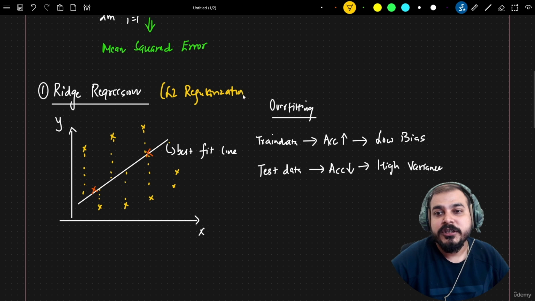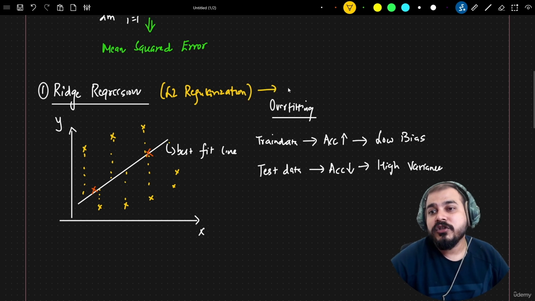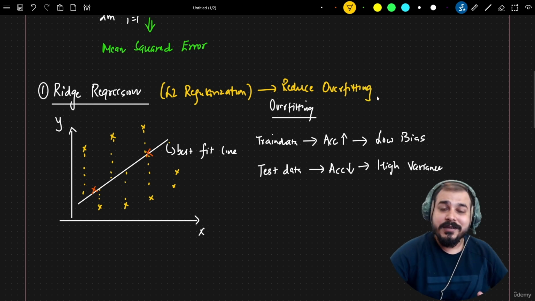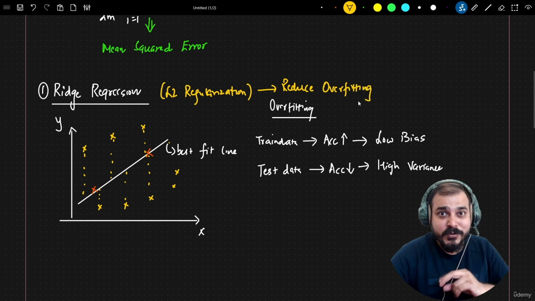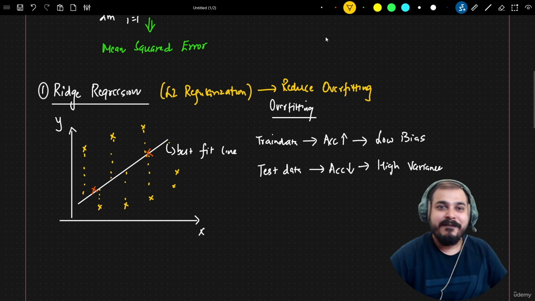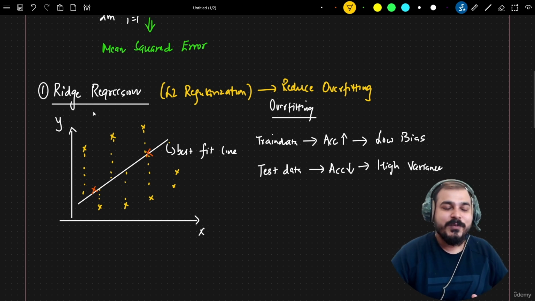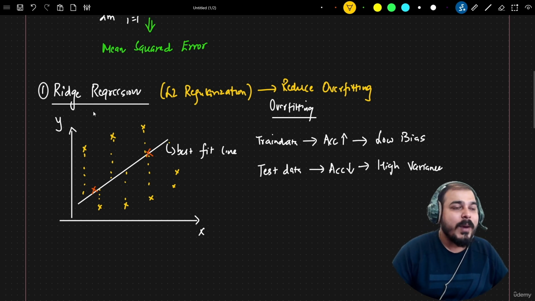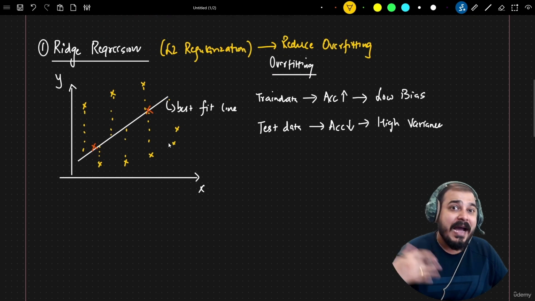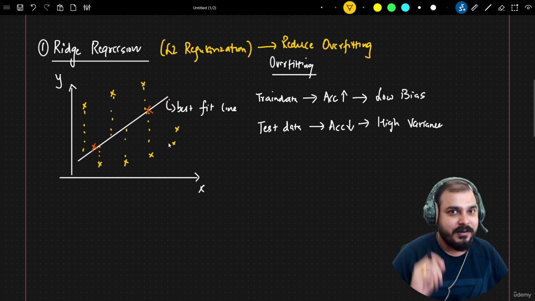L2 regularization is used to reduce overfitting. Suppose my linear regression creates some overfitting, then in order to reduce that overfitting in the linear regression, we use ridge regression. We can just consider ridge regression as a new algorithm which will actually help us to hyperparameter tune the linear regression.